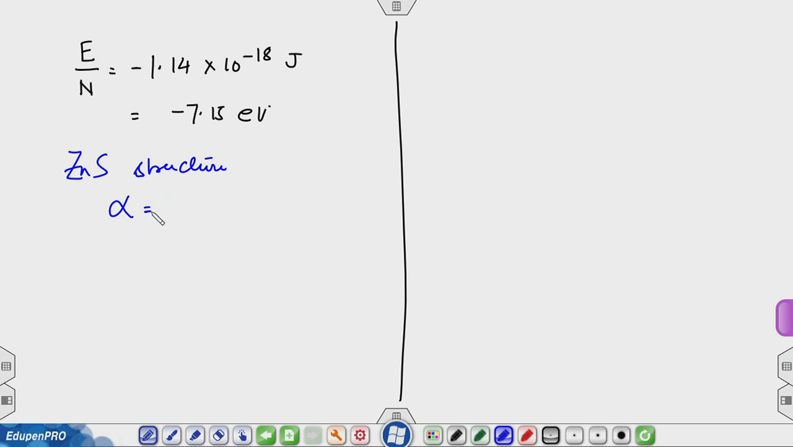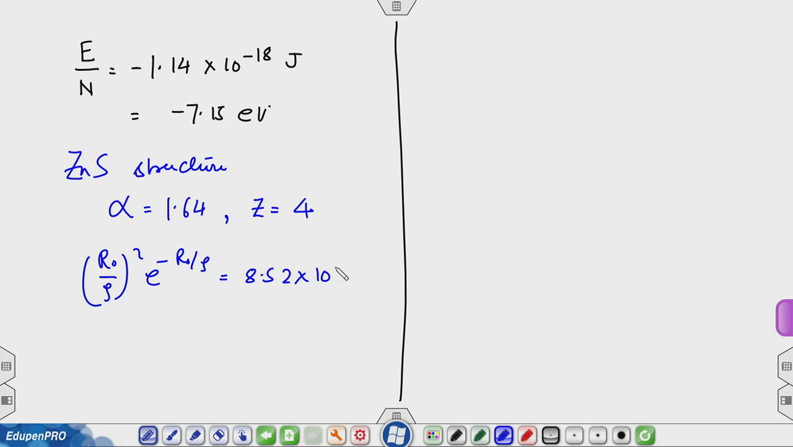For which alpha is 1.64 and Z is 4, which we had already said. So, you plug in the numbers and you get R naught over rho square e raised to minus R naught over rho equals 8.52 times 10 raised to minus 3. So, the right hand side is larger than for the sodium chloride structure.